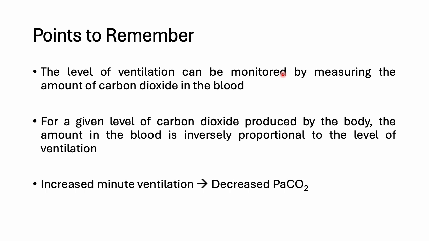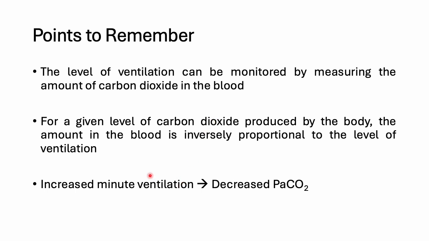So how do we know whether someone is ventilating well or breathing well? We monitor that by taking blood samples from the arterial bloodstream to measure the amount of carbon dioxide in that arterial blood sample. That's the reason why you need to learn about arterial blood gases. For a given level of carbon dioxide produced by your body, you need to know that the amount of carbon dioxide in your body is inversely proportional to the level of ventilation, purely because carbon dioxide is very soluble in water, and therefore it diffuses through the blood-air barrier very, very quickly, in and out.